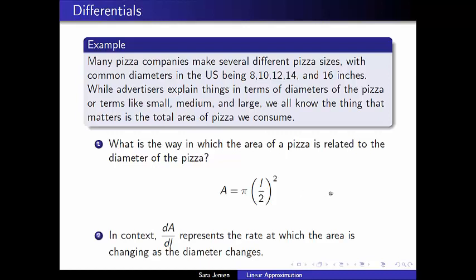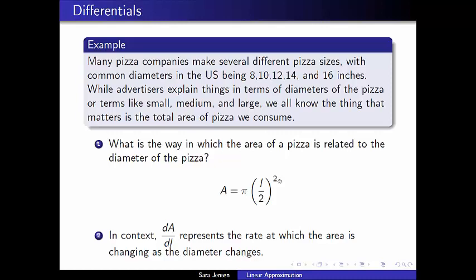In terms of contexts of rates of change, we think of something like dA/dL as representing the rate at which the area of the pizza is changing as the diameter changes. If we move forward and compute this quantity dA/dL, we have to differentiate and remember to use the chain rule. So we'll get a dA/dL on the left-hand side of this equation. By our power rule, this 2 will come down and multiply by the pi. The inside of the parentheses, the L over 2, will remain the same, and we'll subtract 1 from the exponent, and 2 minus 1 will be a 1, so it's raised to the first power here.